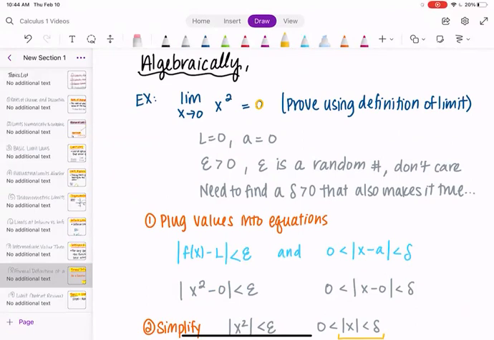So first what we do is we have to establish our values, right? So we're given that L is 0. Remember, L is what the limit is equal to. We're given that a is 0. Remember, a is the number that we're approaching. And we're also given that f of x is x squared. So that's what we're given.